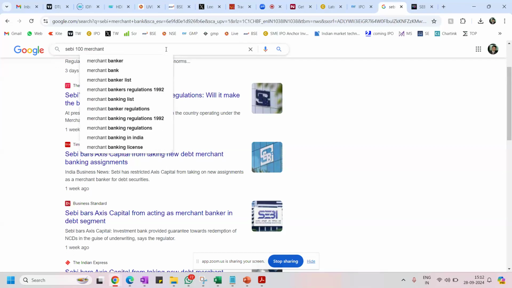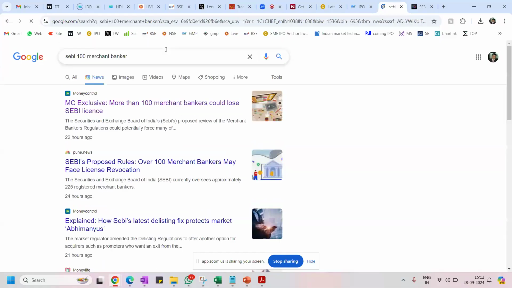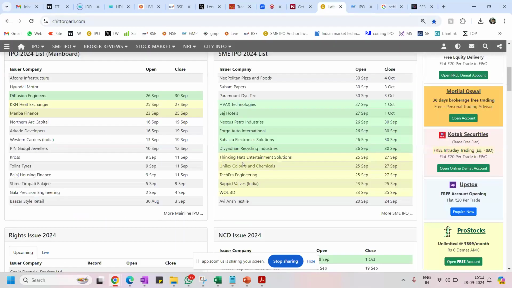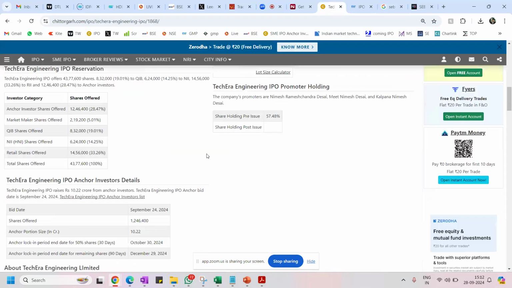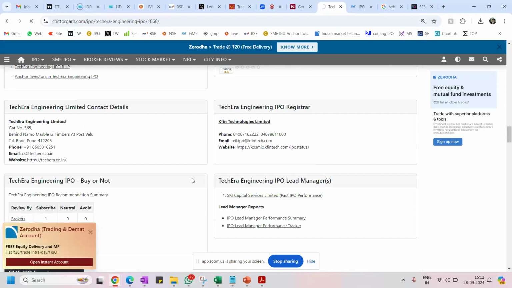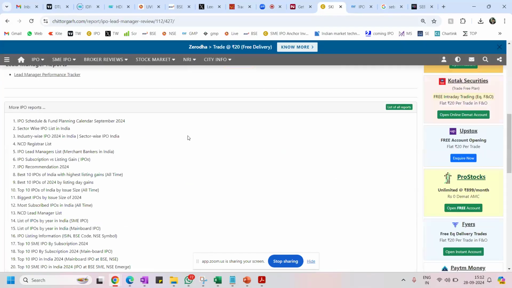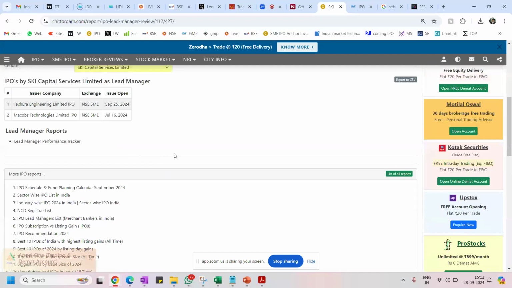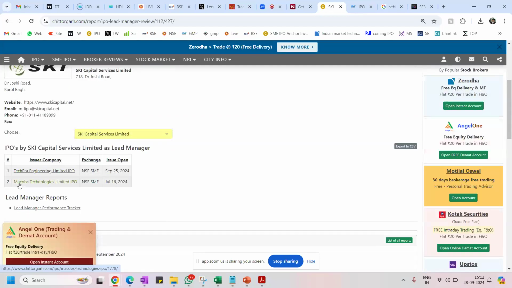So all that adds to the hype. For example, more than 100 merchant bankers could lose their SEBI license. So this brings attention to who brings a particular IPO. Now, for example, if you look at Tech Era, you'll see who is the merchant banker over here. That is Ski Capital, owned by Ganesh Nagpal. Now you can see Ski Capital's various IPOs. He brought the first company, which was Macops, and this is the second IPO that he's bringing in as a lead manager.